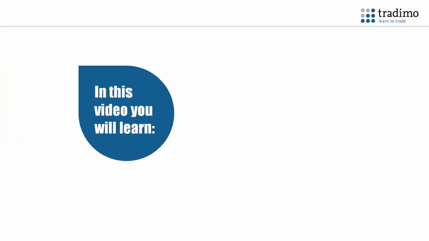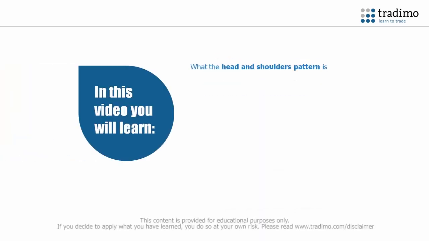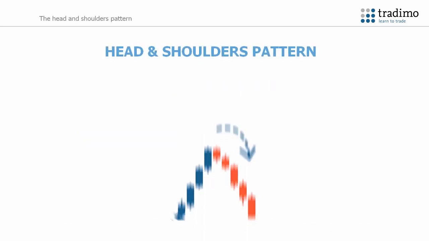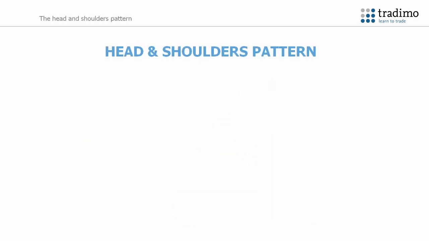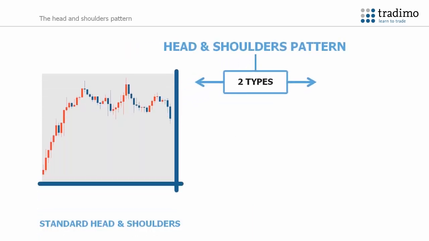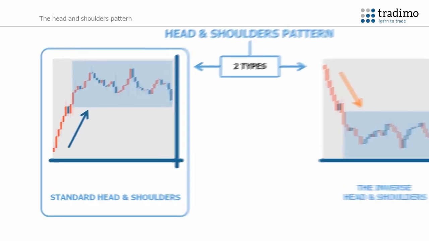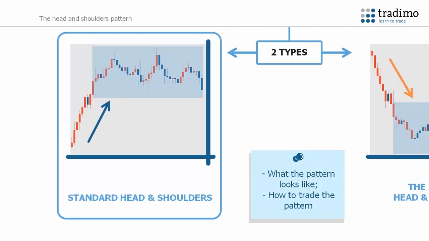In this video you will learn what the Head and Shoulders pattern is, how to identify the pattern, and how to trade the pattern. The Head and Shoulders pattern is a trend reversal pattern. There are two types of Head and Shoulders pattern: the standard Head and Shoulders pattern found at the end of an uptrend, and the inverse Head and Shoulders pattern found at the end of a downtrend. In this video, we will look at the standard Head and Shoulders pattern and how you can trade it.